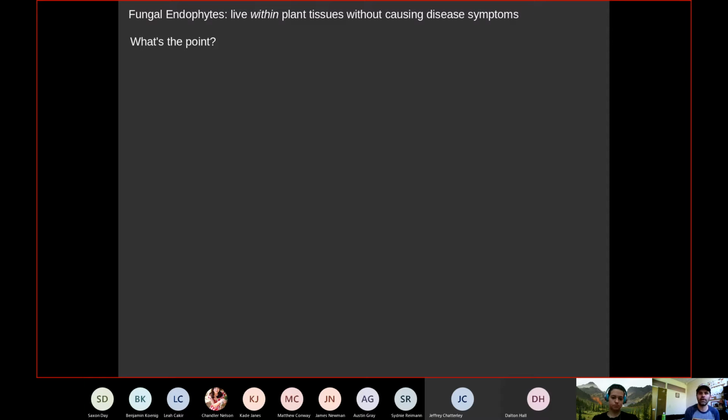Other thoughts? What's the plant getting from it? What's the fungus getting from it? Why does every plant have endophytes? Are these the variety of symbiotes that are fixing nitrogen? No. Didn't think so. Thank you. Fungi can't actually do that.